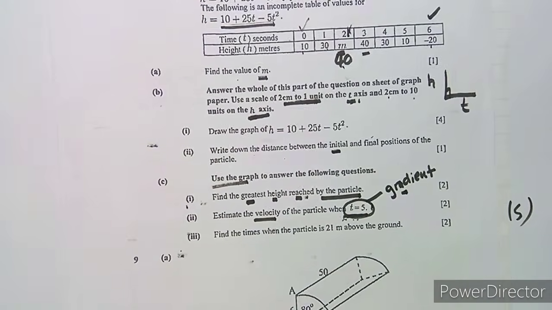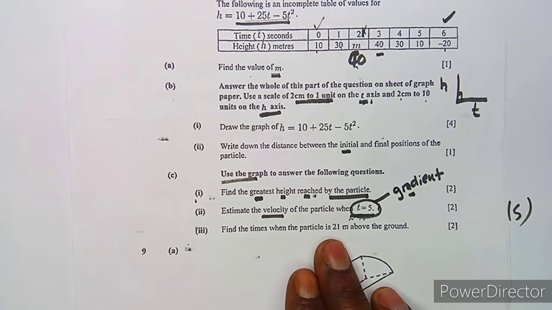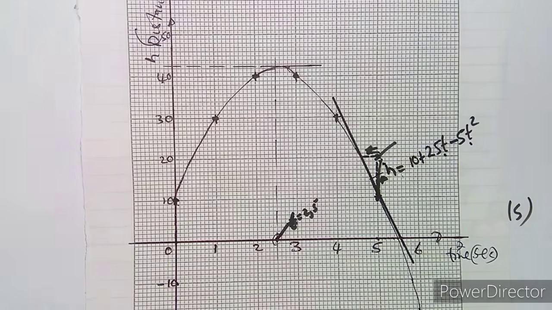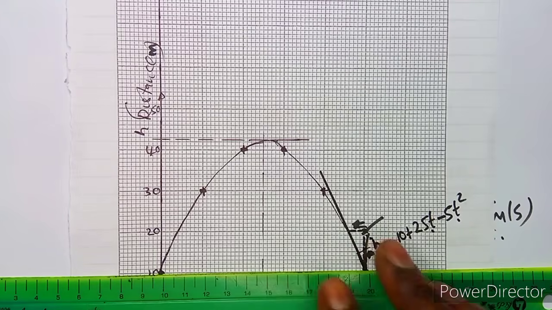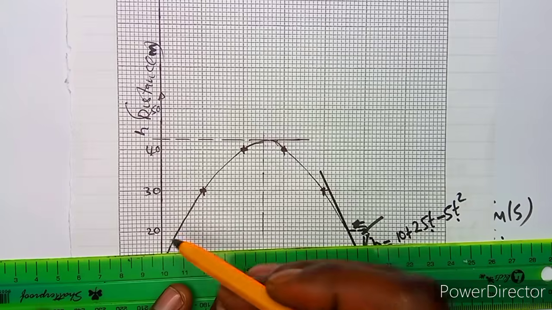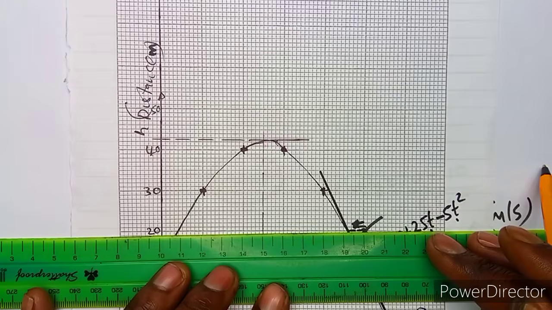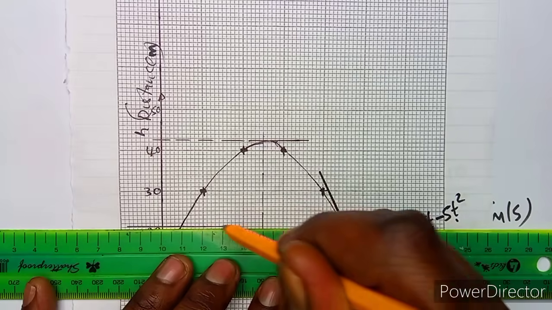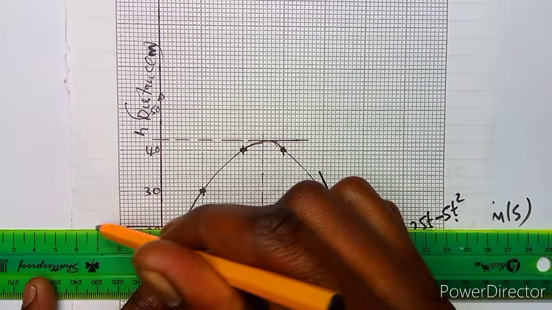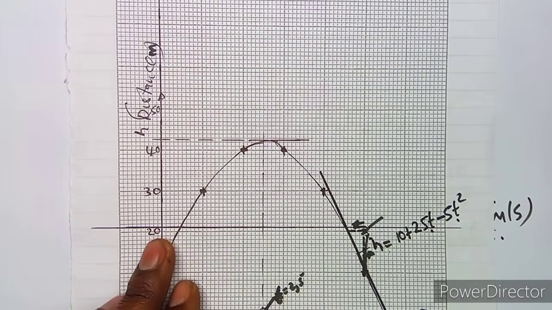All right, find the times at which the particle is 21 meters above the ground. What is the time? So we simply need to go to the graph. Where do we have 21 meters? Remember we said each box here is representing 1. So this is your 20, and you count one box above that. You draw a horizontal line. Then you move one box up. That is 21. So this is where our height is 21 meters.